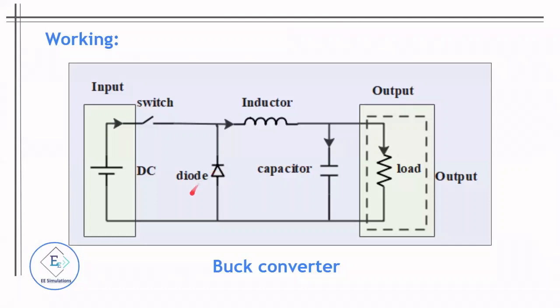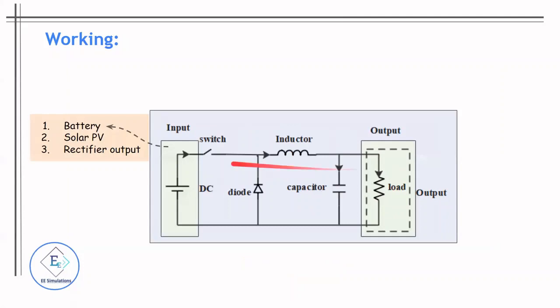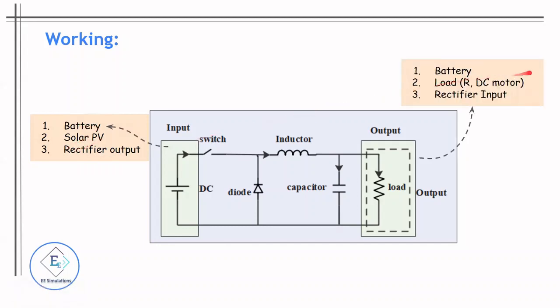So how does a buck converter look like? This is the buck converter. This is the input supply with this switch, diode, inductor, capacitor, and then the load. The load may be anything, resistive, DC motor, or battery. As I showed you previously, the input can be a battery, solar panel output, or rectifier output, whereas the output could be a battery or a load like a resistive load, DC motor load, or rectifier input.